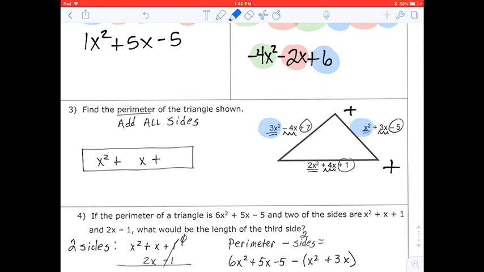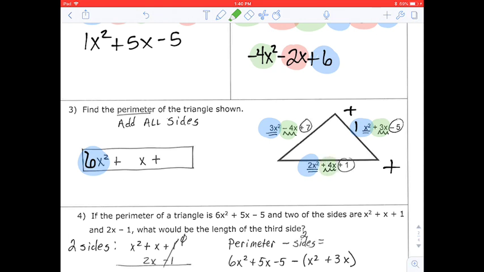3x squared, 1x squared, and 2x squared. And there's my x squared and my answer. So 3 plus 1 plus 2 is 6x squared. Now I do the same for the x's. Negative 4x plus 3x plus 4x.